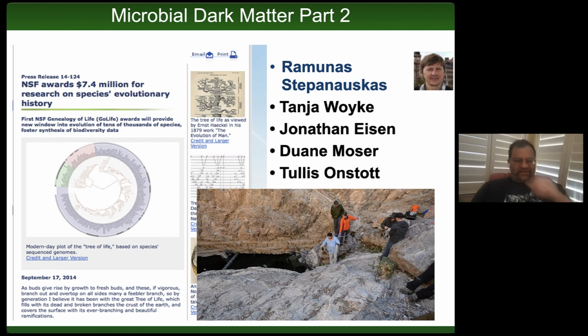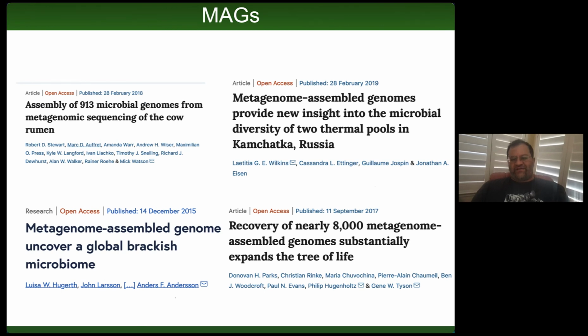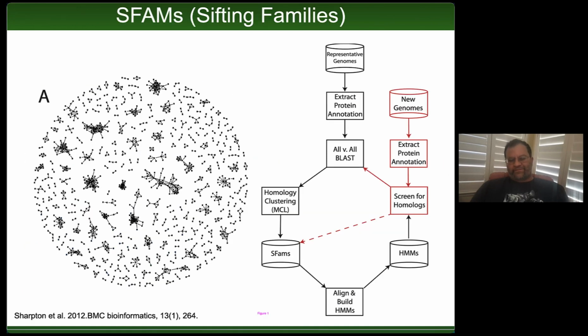There's a second project, also involving Tanya and Ramunas and a few other people, to continue to do that single-cell sorting approach to fill in the dark matter. But you can also get decent genomes by metagenomics, assembling the genomes and getting MAGs. And much of the tree of life is being filled in by this approach rather than by flow sorting single-cell genomes or cultured organism genomes. It's still very powerful to focus on the novel branches when you do that.